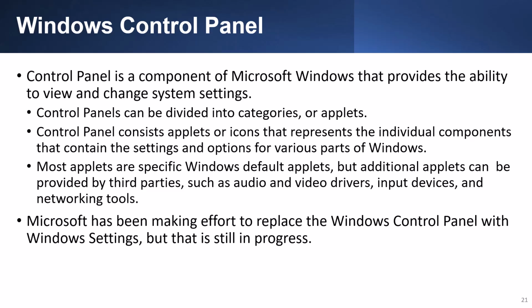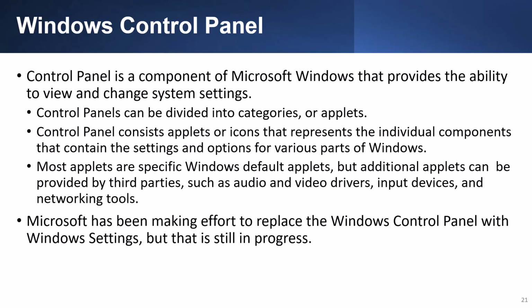Control Panel is a component of Microsoft Windows that provides the ability to view and change system settings. Control panels can be divided into categories or applets. Control panel consists of applets or icons that represent the individual components that contain the settings and options for various parts of Windows. Most applets are specific Windows default applets, but additional applets can be provided by third parties such as audio and video drivers, input devices, and networking tools.